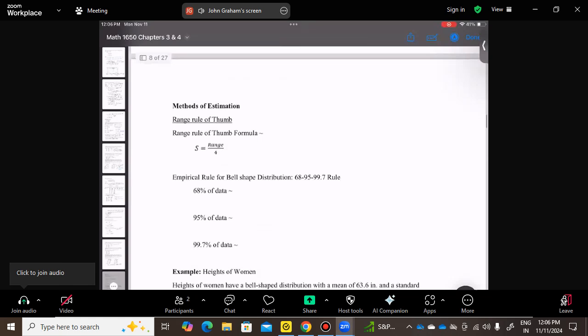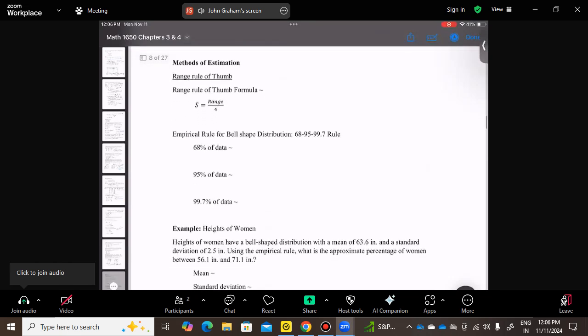All right, so let's look at some other things in this chapter. The range rule of thumb. This is kind of a simple way to estimate it. It's not going to be that great of a method, and you'll see a lot of times it will be very far off. But it is a way that we can use to estimate it. It's just taking the range that you have and dividing it by 4.